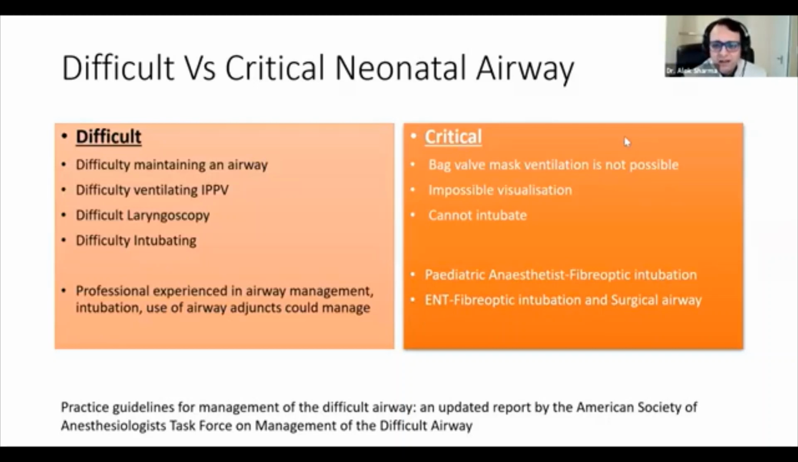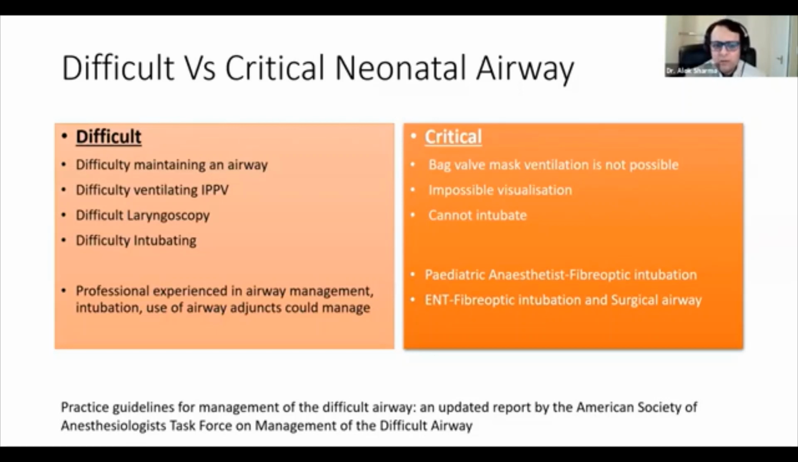For us, a critical neonatal airway in our setup would prompt us to be calling a pediatric anesthetist or an ENT specialist who's specialized in pediatric ENT, so that they can actually help us with the fiber optic intubation. Very rarely, as I'll discuss with the last case with you, sometimes what we have to do is we need to get ENT in order to give us a surgical airway. In my career, 20 years, I've only had to do that once.